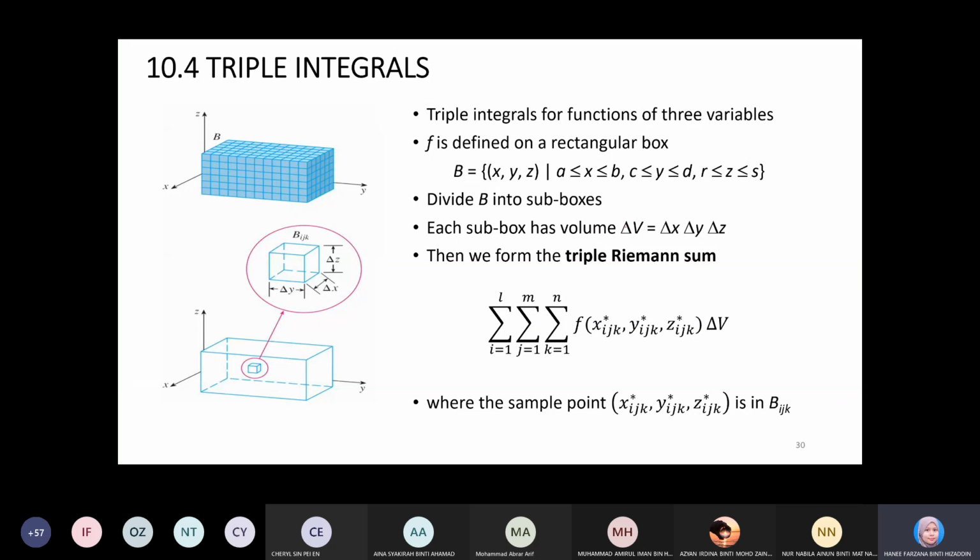Each sub-box has length, width, and height given in terms of delta x, delta y, and delta z respectively. So the volume is just delta x times delta y times delta z. Then you can form the triple Riemann sum like this, where you just sum up the volume of each cube, okay?